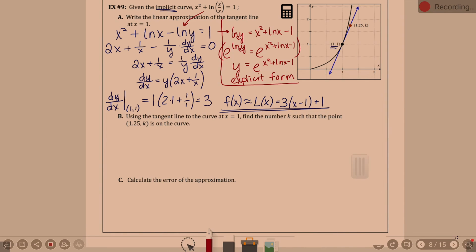Okay, B. Using the tangent line to the curve at x equals 1, find the number k such that the point 1.25, k is on the curve.